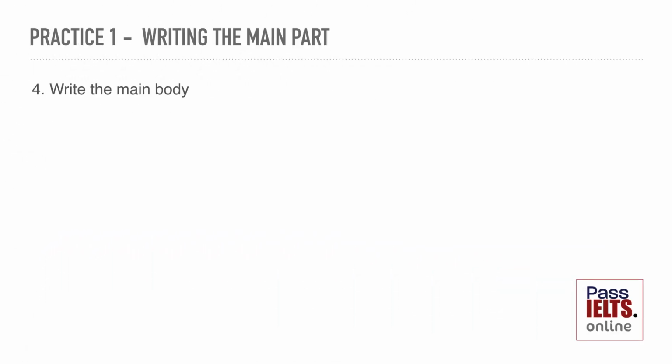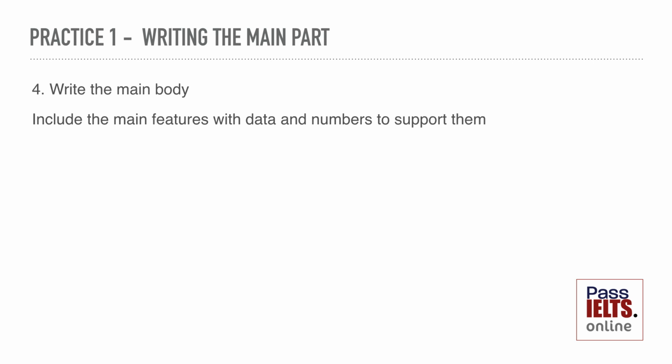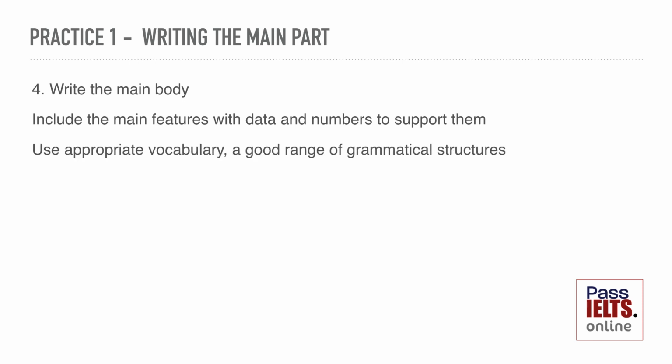Now you need to write the main body. You have to include the main features that you have chosen, and you need to support those with data and numbers from the diagram. You should use appropriate vocabulary and a good range of grammatical structures. You can start your timer now, which is set to 13 minutes, and in that time you should write the body of the task. If you finish before, just go to the next slide. You can pause the video lesson now and start your timer.